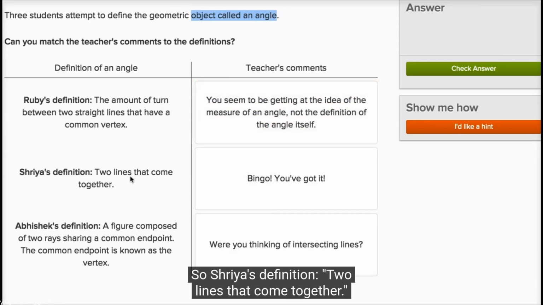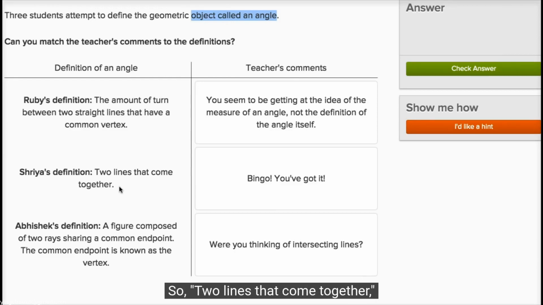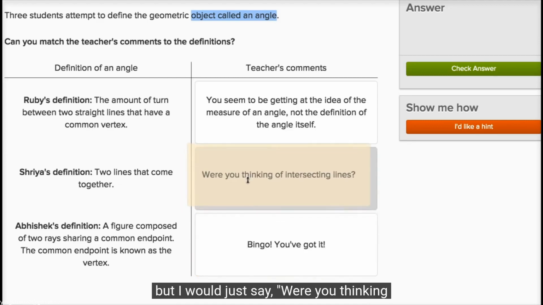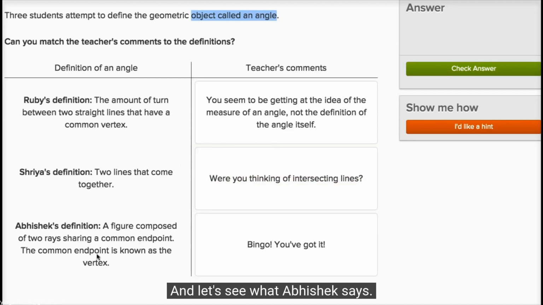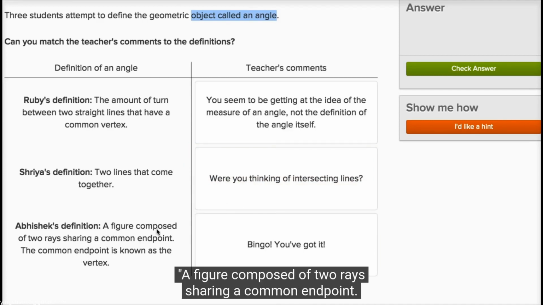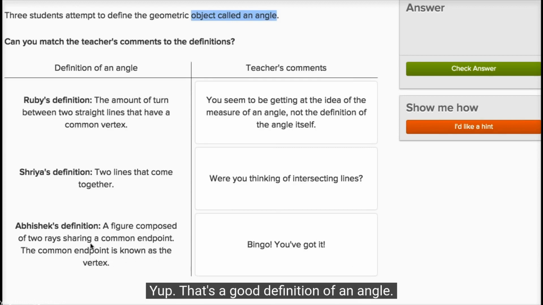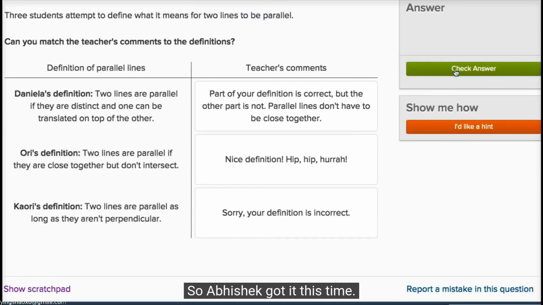So Shreya's definition, 2 lines that come together. Once again, the definition of an angle is 2 rays with a common vertex. So 2 lines that come together, this is just intersecting lines. Now when that happens, you might be forming some angles, but I would just say, were you thinking of intersecting lines? And let's see what Abhishek says. A figure composed of 2 rays sharing a common endpoint. The common endpoint is known as the vertex. Yep, that's a good definition of an angle. So Abhishek got it this time. Let's do another one.